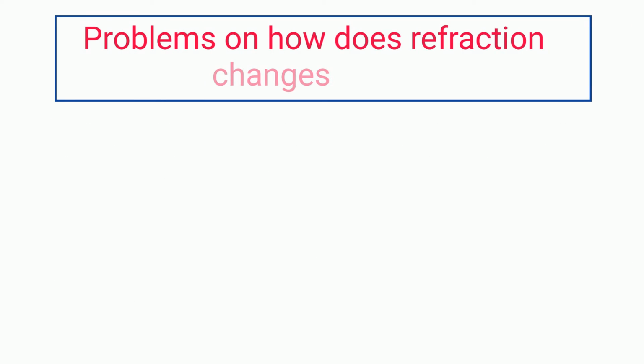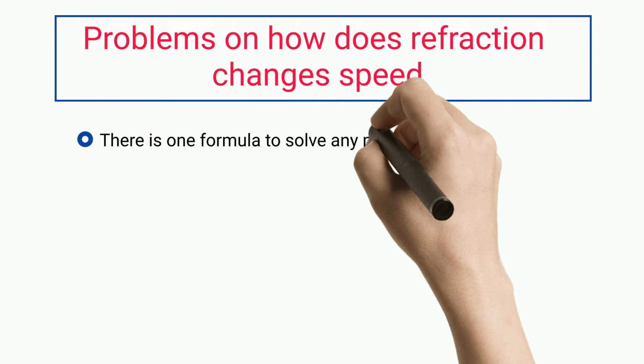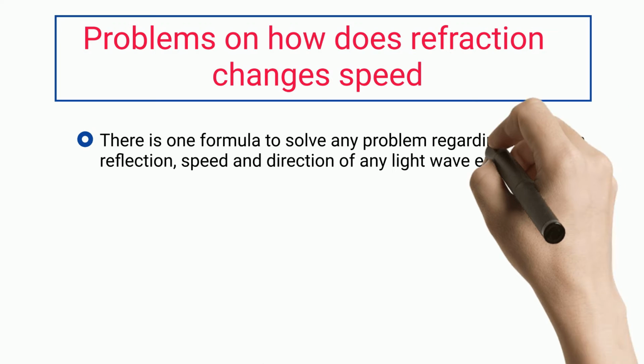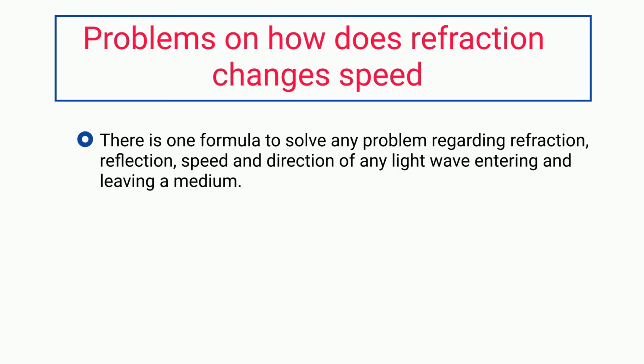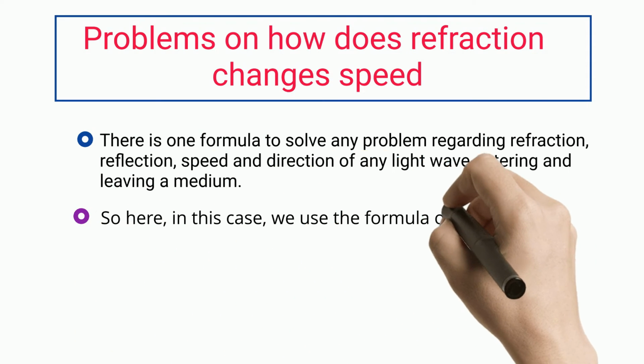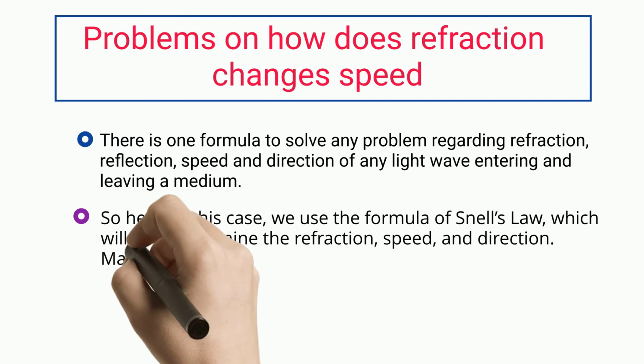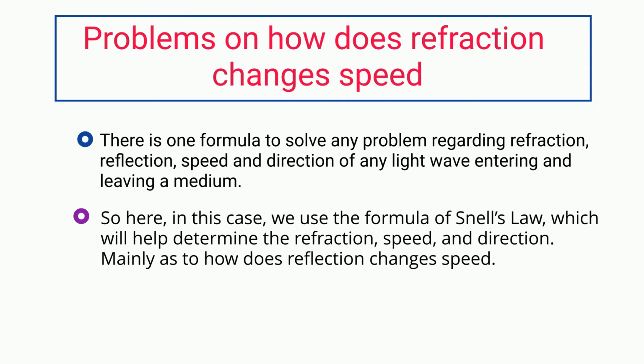Problems on how refraction changes speed. There is one formula to solve any problem regarding refraction, reflection, speed and direction of any light wave entering and leaving a medium. So here, in this case, we use the formula of Snell's law, which will help determine the refraction, speed and direction.